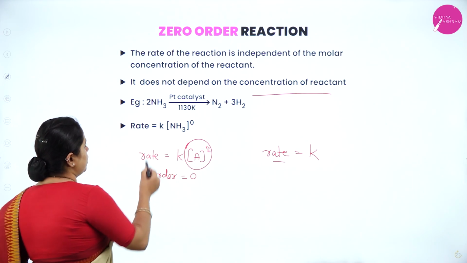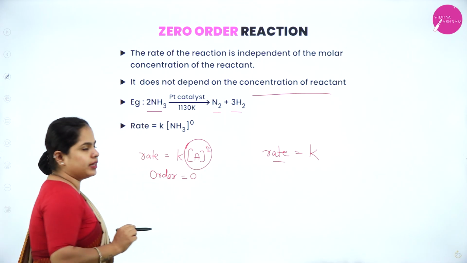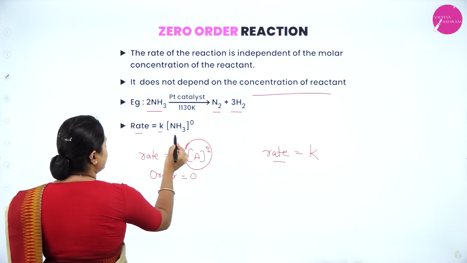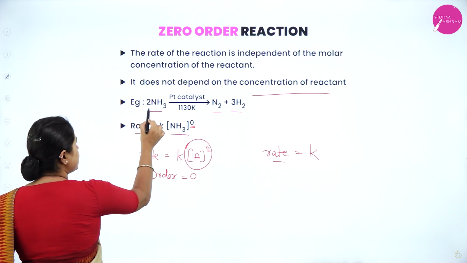So, for example, 2 moles of ammonia breaks down to give nitrogen and 3 moles of hydrogen gas. So, the rate expression is rate is equal to k into molar concentration of ammonia raised to the power 0. So, here you can see the coefficient is 2.